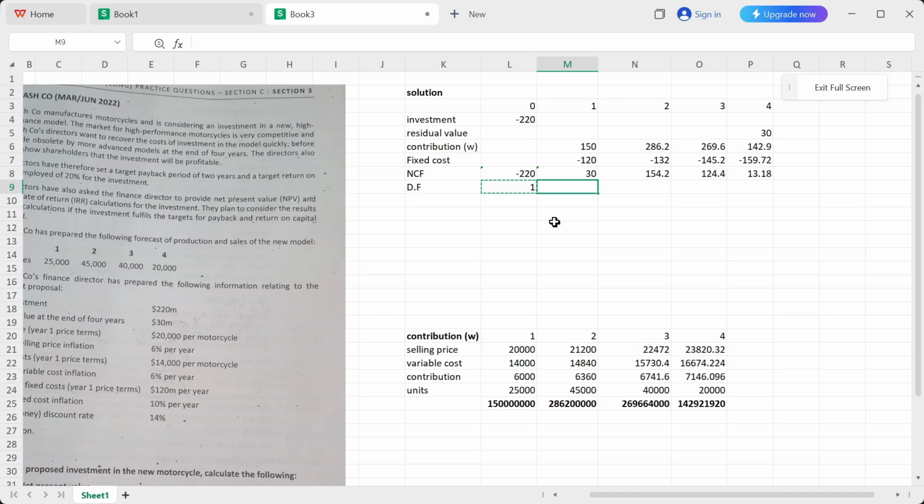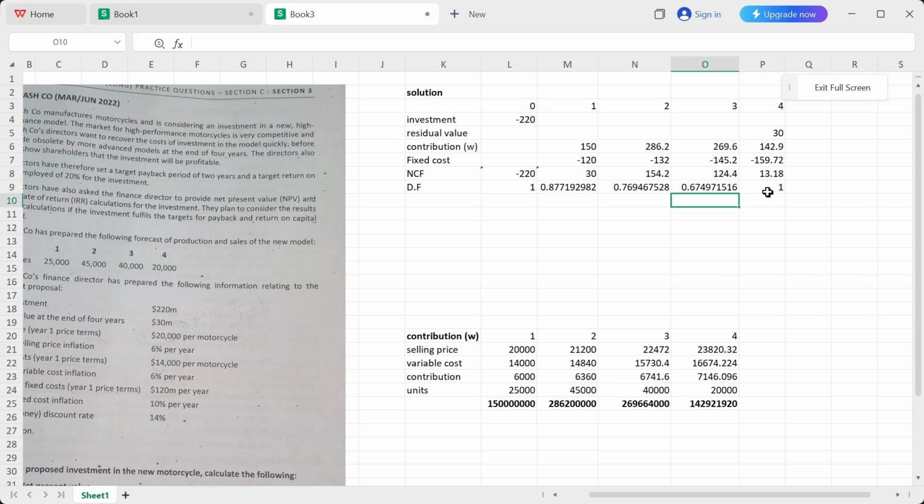Now I'm going to Control C and Control V for all the other years. And now what I have to do, I have to just change the power one by one for all the years, right? So 1, 2, then 3, and then 4. Okay. And now I will calculate my discounted cash flows.